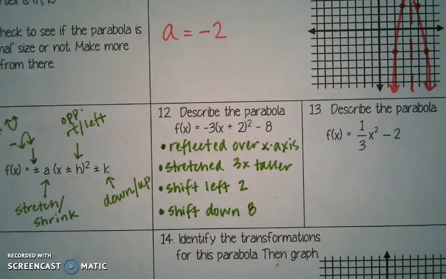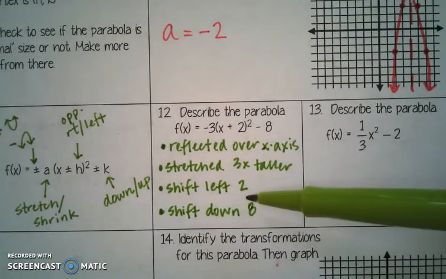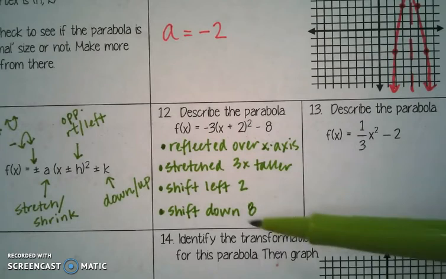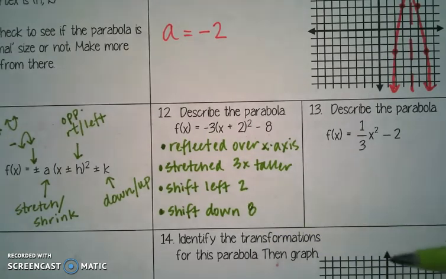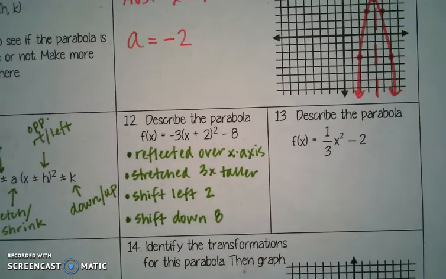And then just to refresh your memory, when we go right and left, that's horizontal. And when we go up and down, that's vertical. So if you see horizontal shift or vertical shift, that's just kind of confirming the direction that you should be moving. All right, next one, describe the parabola.